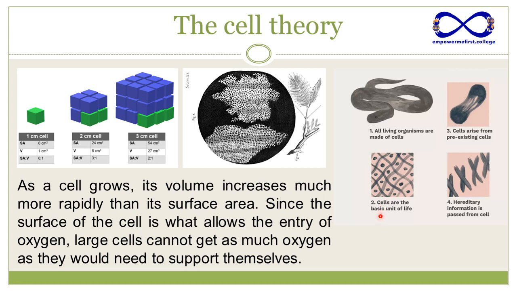What can I see here? For example, a cell that is attached to another cell, which is also attached to another cell, which is also attached to other cells. And all cells arise from pre-existing cells. We will have a look at this part when we discuss DNA, and how hereditary information is passed from cell to cell.